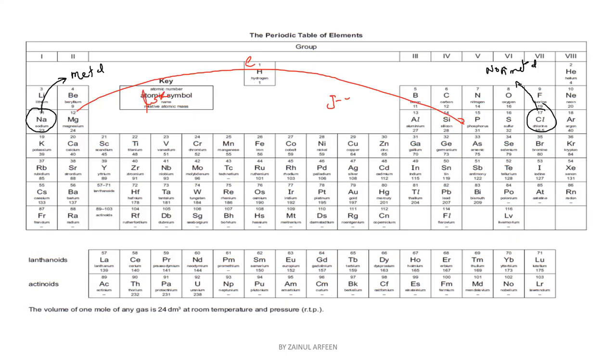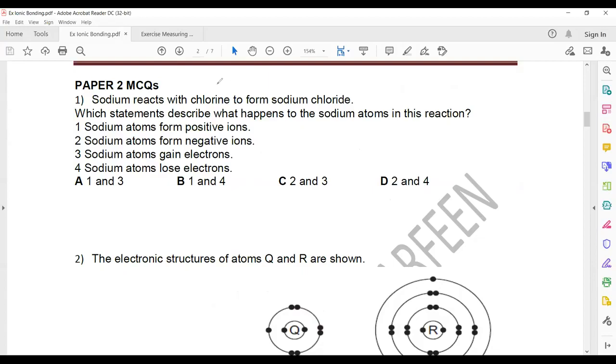So in the question they are asking that sodium is reacting with chlorine to form a compound, sodium chloride. So which statement describes what happened to the sodium atom in this reaction? Because it is a metal, what is the tendency of the metal? The tendency of the metal is to lose electrons. And whenever something loses electrons, the number of electrons is less, so it will have more protons and it will form a positive ion. So metal will lose electrons and it will form a positive ion.